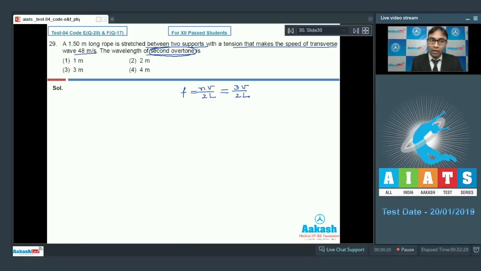But what we have to calculate? We have to calculate the wavelength. So we know that wavelength can be written as velocity by frequency. So we can write 2L by 3. And the length is given as 1.5 meters. So we can write 2 into 1.5 divided by 3. That will give you 1 meter. So my option number 1 will be the correct choice. Now let's move to question number 30.